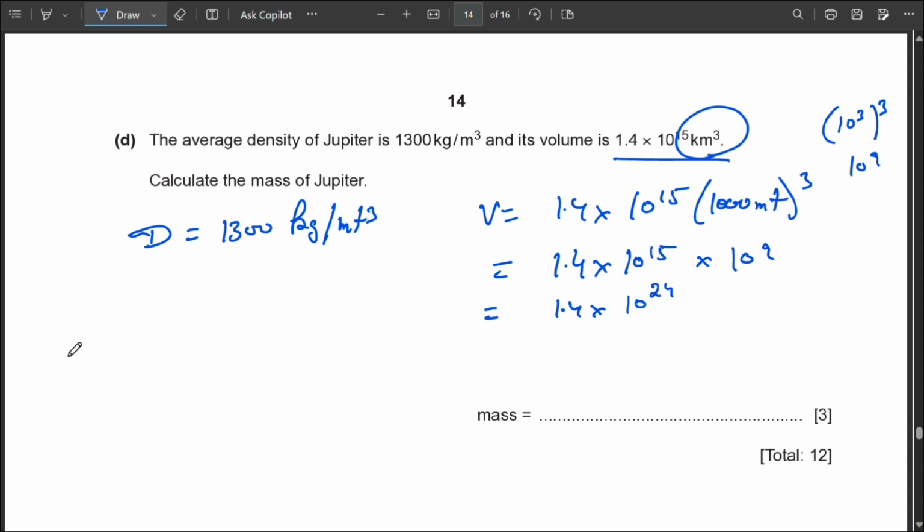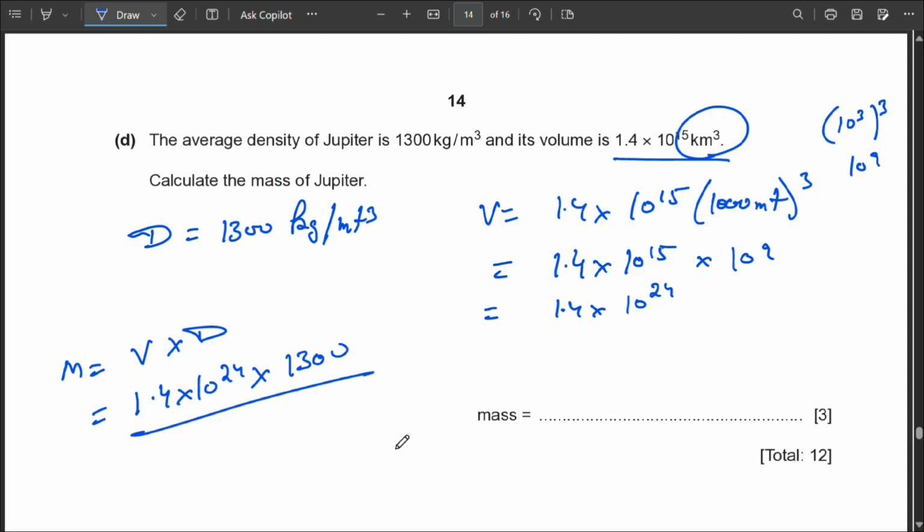Okay, so now what is mass? You know the formula, mass is volume into density. So the volume is 1.4 into 10 to the power 24 into 1300. You just substitute this value in the calculator, and this will be 1.82 into 10 to the power 27 kg, which will be our mass. So mass is 1.82 into 10 to the power 27 kg. So that's the mass.